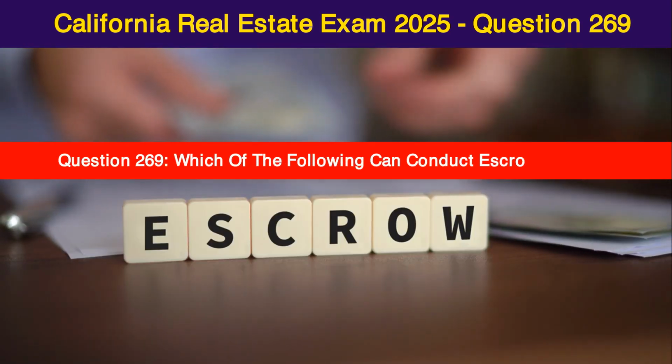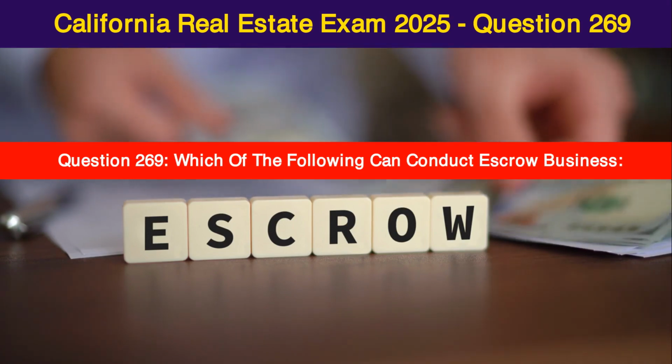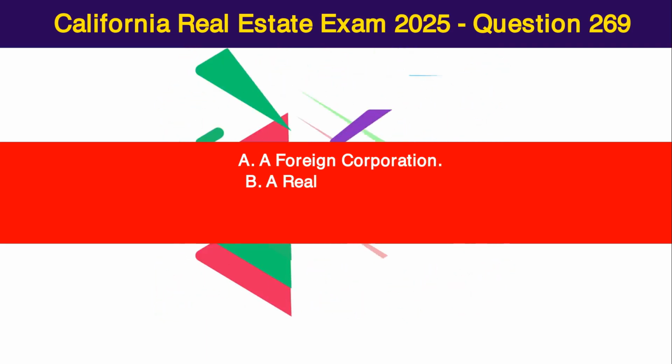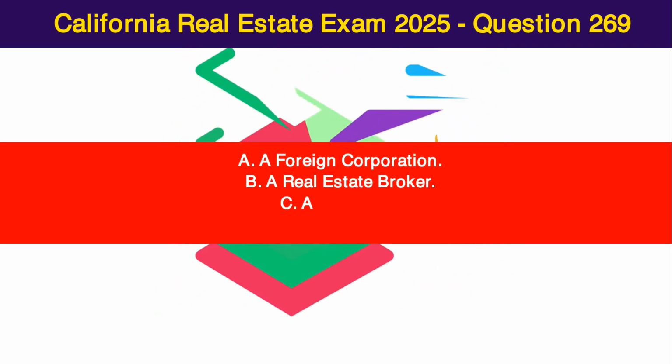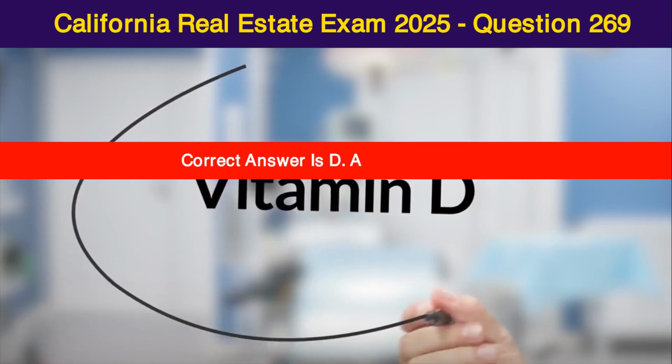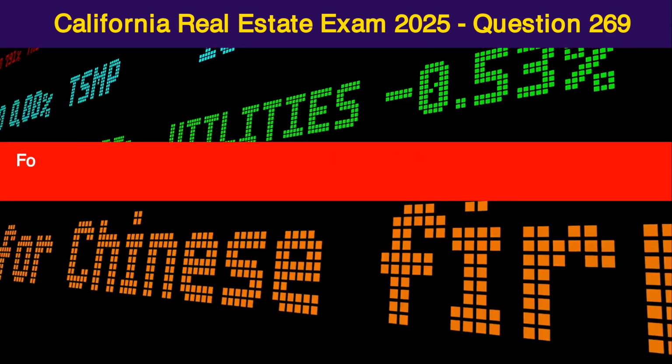Question 269. Which of the following can conduct escrow business? A. A foreign corporation. B. A real estate broker. C. An attorney. D. Any of the above. Correct answer is D. Any of the above.